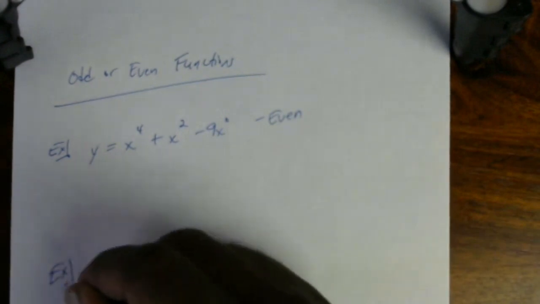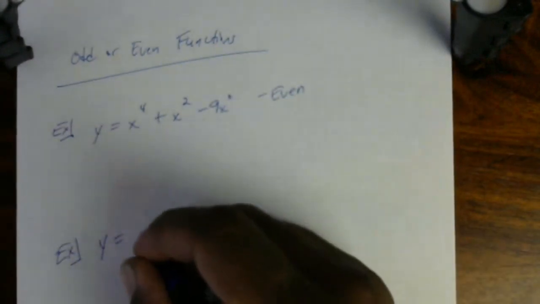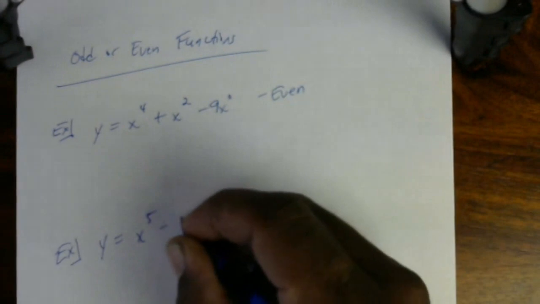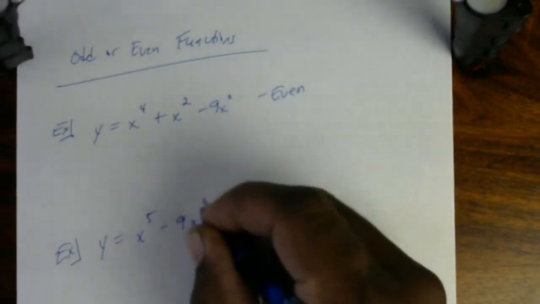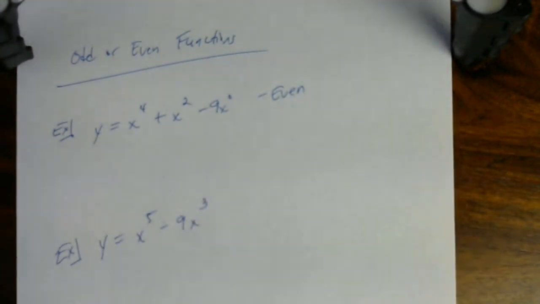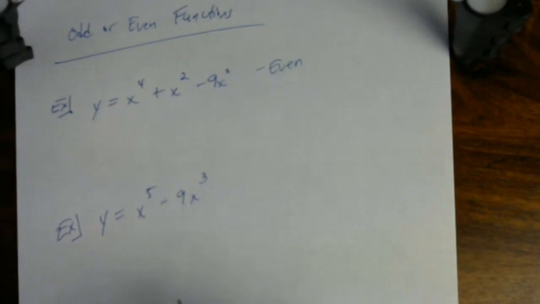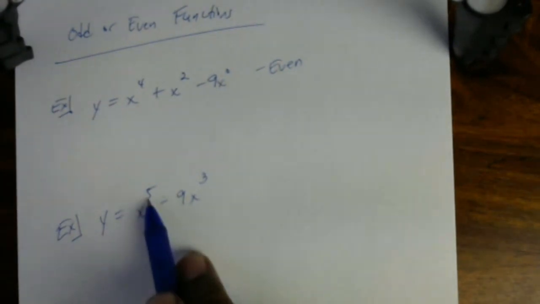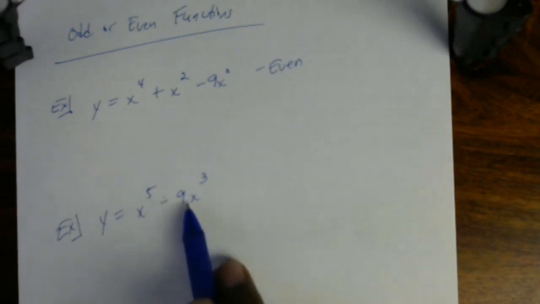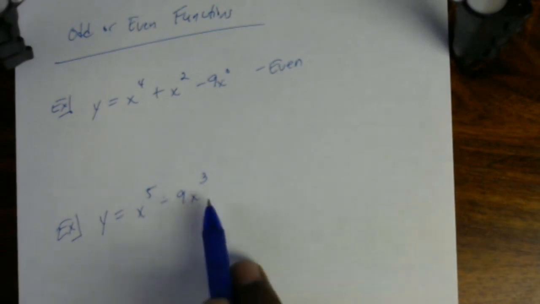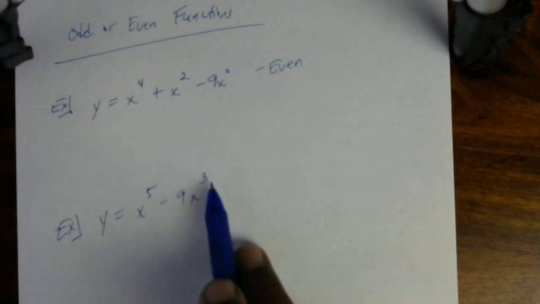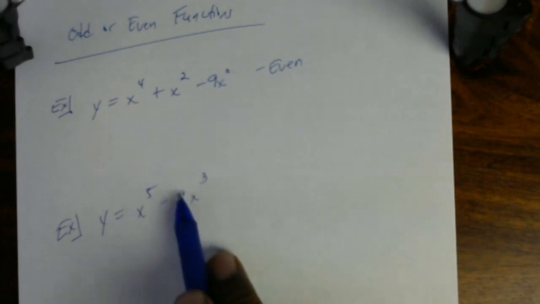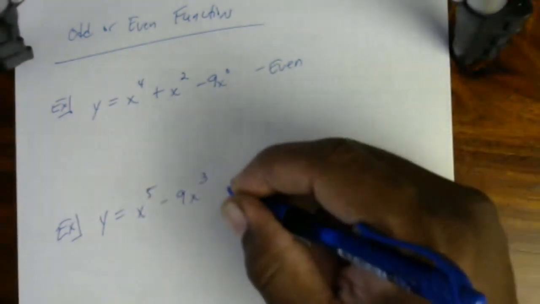For an odd function, y is equal to x to the 5th minus 9x to the 3rd. So if I take a look at my variables, I have an x to the 5th, which is an odd number. This 9 is a coefficient. I only want to look at my variable and my power. So I have another variable x to the 3rd power. They're both odd numbers, so this is an odd function.